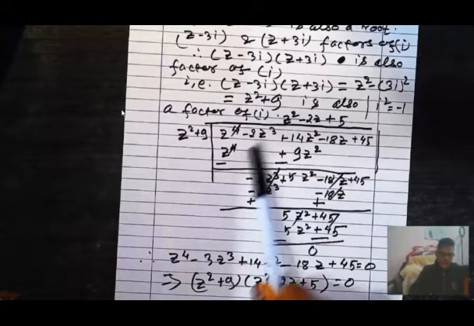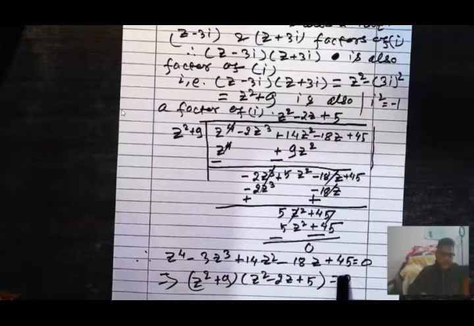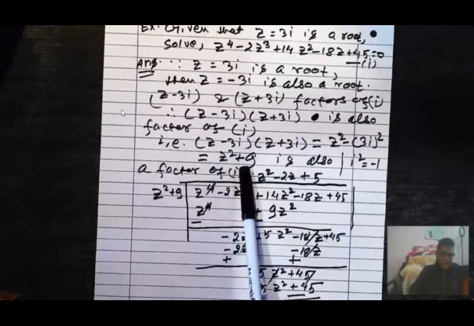That means you can check it if you are interested. When you multiply these two, your polynomial will be the same as this, because we saw that this term is a factor of the given polynomial.